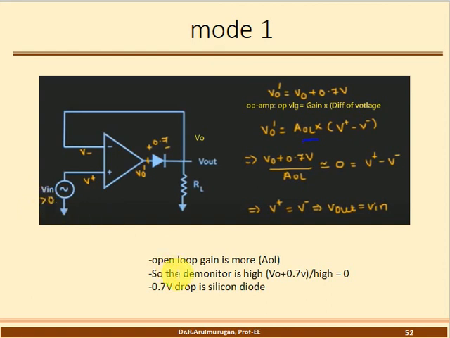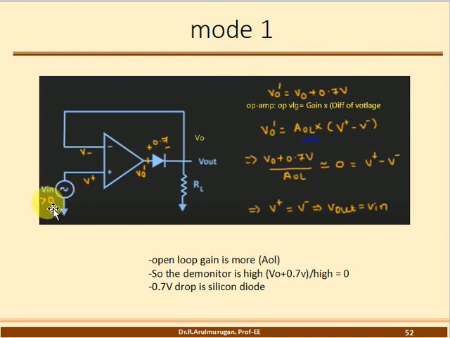Here, this is called the open loop gain. The denominator is high and the gain value is high, so the output comes as 0. There is a 0.7 voltage drop, because the silicon diode is used. So we will move on to the mode 2 condition.